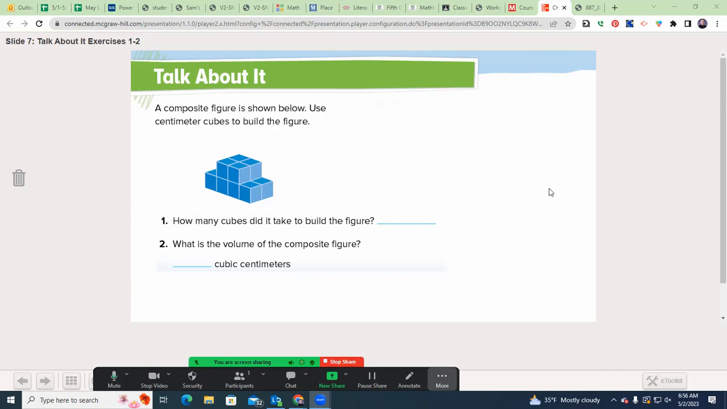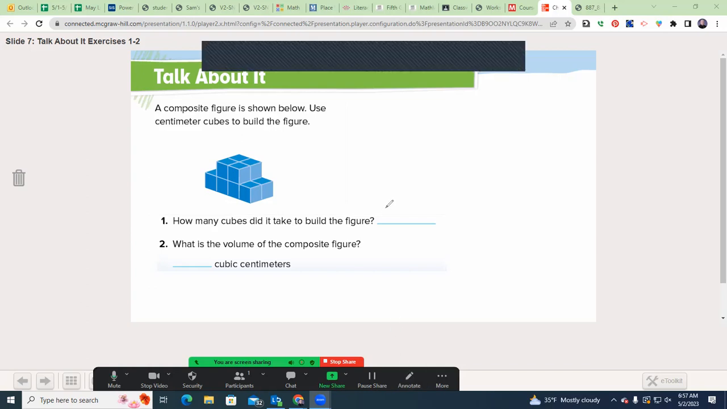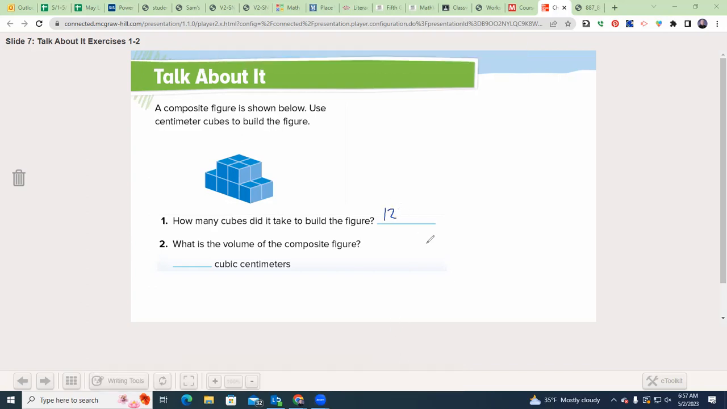So let's move forward. Talk about it. It says a composite figure is shown below, and you've seen that figure above. How many cubes does it take to build the figure? And if you looked at the math you just did, it was 12. So what is the volume in cubic centimeters? If you think back to our previous lesson, the number of cubes equals the volume. They're all cubic centimeters. So we have 12 cubic centimeters. Write that in. I know it says let's talk about it, but I think it's good to have that reminder that you can look back on in this situation. Good, write that in.